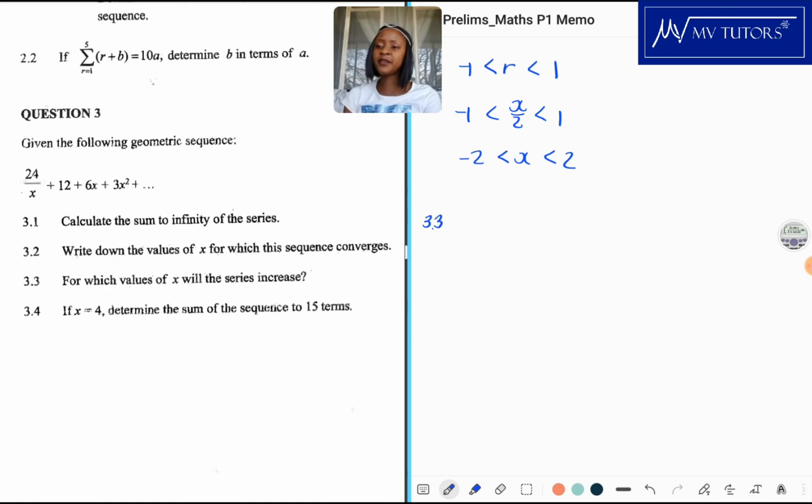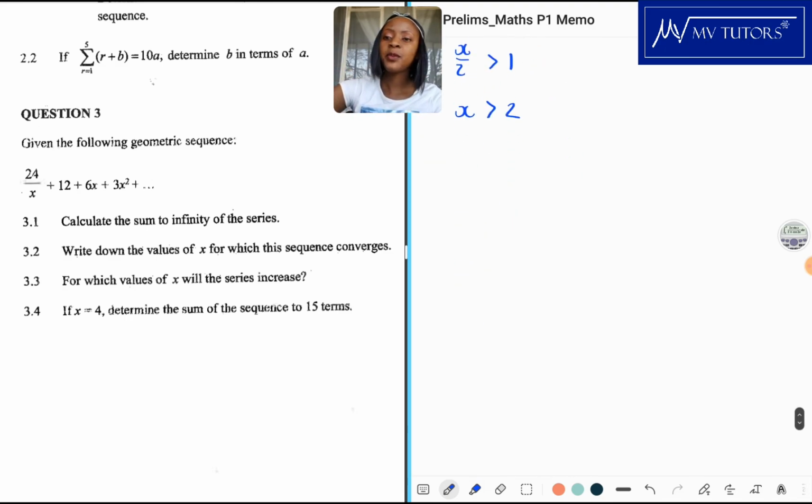3.3, for which values of x will the series increase? So the series will increase if r is bigger than 1. We know that r is x over 2. So therefore, values where x is bigger than 2, that's where the series will definitely keep on increasing. And then 3.4, if x is equal to 4, determine the sum of the sequence to 15 terms.